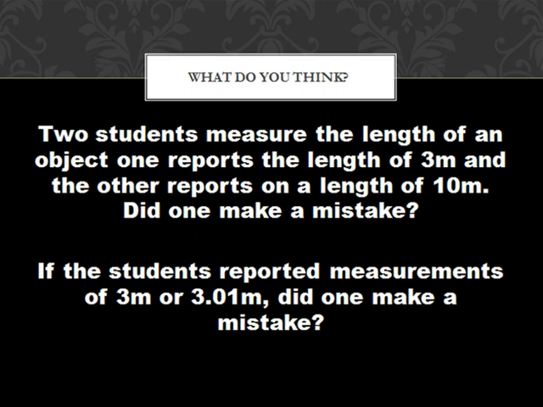Now, on the next one, if a student reported the measurement to be 3 meters or 3.01 meters, did one make a mistake? That's showing the precision of their instrument, so there is no mistake there. One used an instrument where they had to estimate the meters, and the other used one where they had to estimate the centimeters.